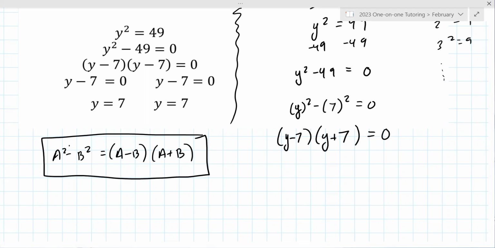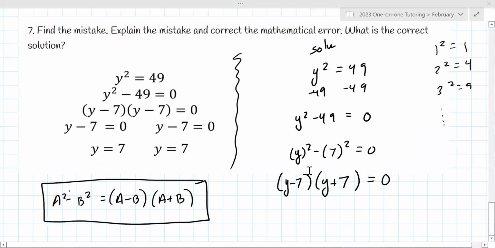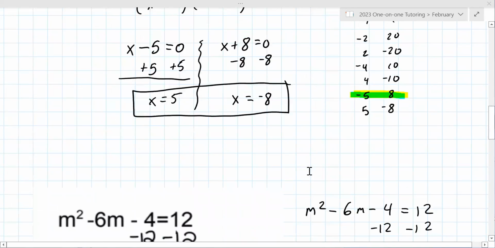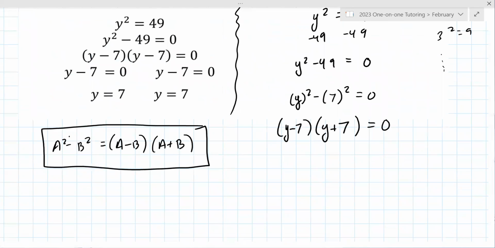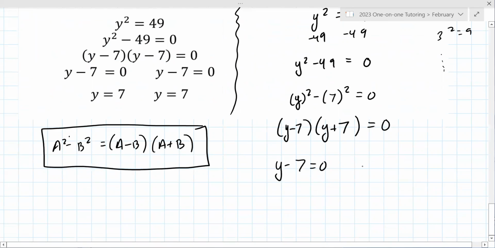We did this on an earlier problem. We did this on 3 and 4. What do we do now that we've got 2 factors equal to 0? You add them. Nope, let's go back and look. So what did we do here? You broke them apart. Exactly. So you're going to do the same thing in your problem. You're going to break these apart. Y minus 7 equals 0. Y plus 7 equals 0.